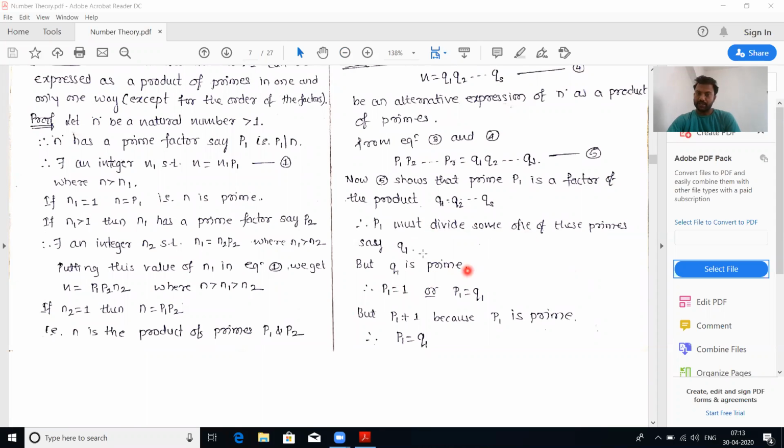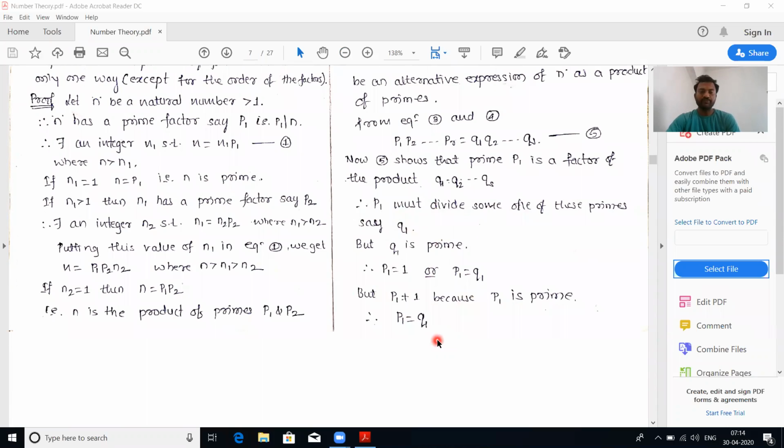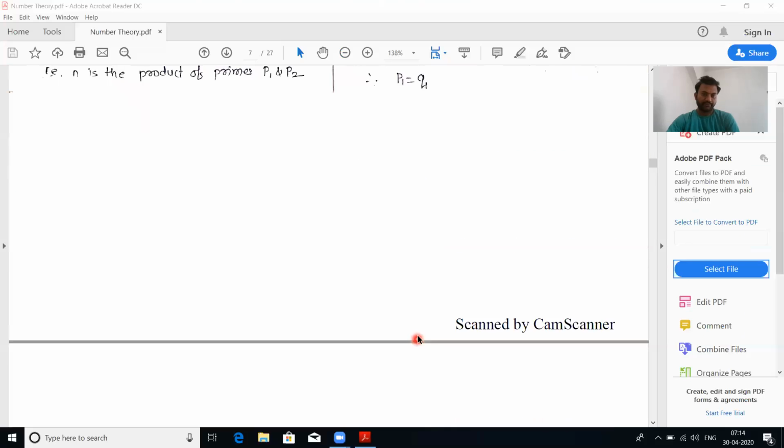Now see, Q1 is a prime number, and P1 divides the prime Q1. Q1 being prime means it has divisors only 1 or the number itself. Now P1 is a divisor of Q1, which means P1 must be equal to 1 or P1 equal to Q1. But here P1 is not equal to 1, because we already have that P1 is a prime number. So therefore P1 must be equal to Q1. So one condition we got here: P1 equal to Q1.